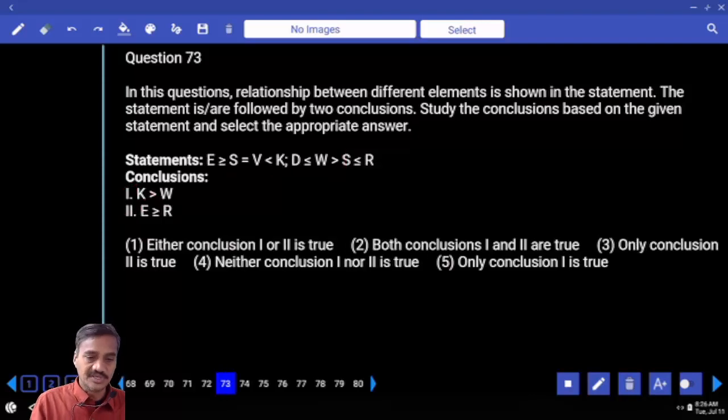Then 73, K and W. K is here, W is here. Between these two, which element is common? S lesser than K. And next, W and S: W greater than S. Now between K and W, two opposite symbols, no relation can be drawn. And next one, E and R: E greater than or equals to S, lesser than or equals to R, and again two opposite symbols, no relation. So what is your answer? Neither one nor two, choice 4, question number 73.